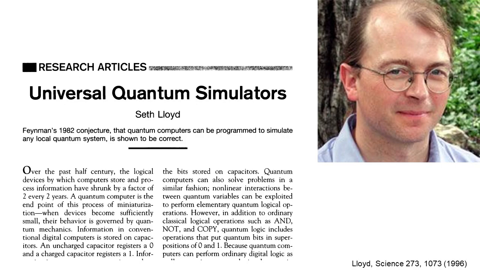So obviously you're going to hit a wall, and this is only for 60 spins, which is really nothing compared to some crystal, which might have Avogadro number of spins. Right? Feynman's idea was actually a conjecture, which just means Feynman guessed the answer, and it was proven to be true only in 1996. This is Seth Lloyd's paper. It's a one-sentence abstract. Basically, he just says Feynman's 1980 conjecture is shown to be correct.